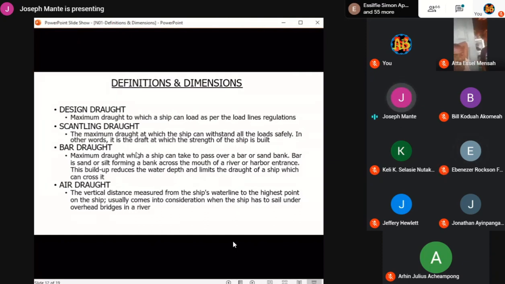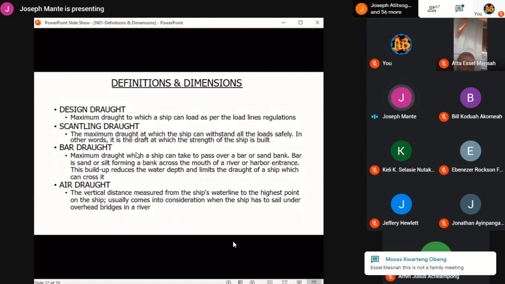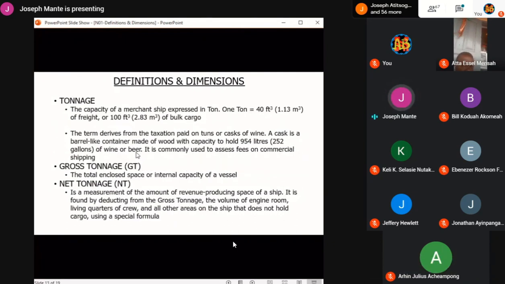So when you go and do your internship or something like that, when the vessels come, you realize that some of them will not even show the bulbous bow and all that. But after they offload and they are going, then you see some of them, you see their bulbous bow. It means that their vessel is up now because they have offloaded some of the cargo. So these are the definitions.